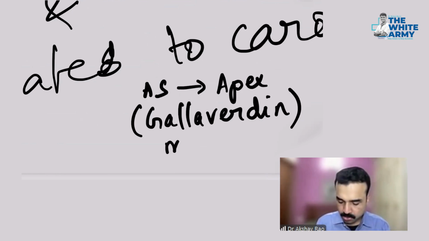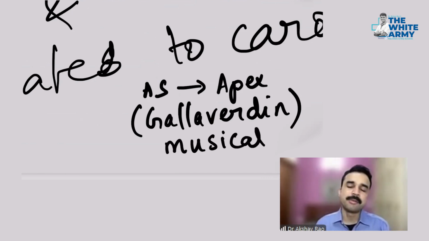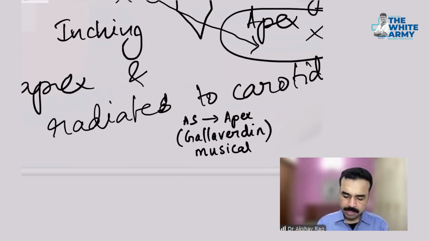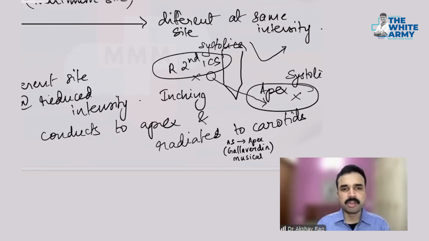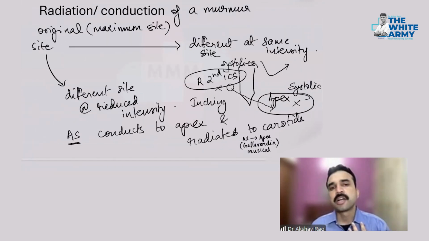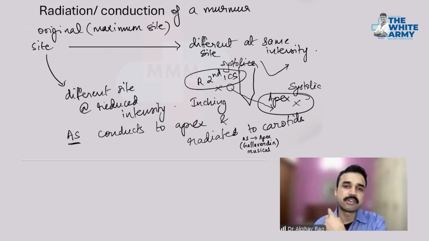It almost makes it sound like a musical murmur. So musical sound, that's how it's been classically described. So a musical sound is imparted to the same murmur from the aortic area, which gets conducted to the apex. It's known as Gallavardin phenomenon. Whereas it radiates to the carotid. So radiation and conduction are all dependent on the direction of blood flow. If you imagine from the aortic area, the blood is flowing into the aorta and into the carotids from there on. So that's why the murmur is radiating towards the carotids.